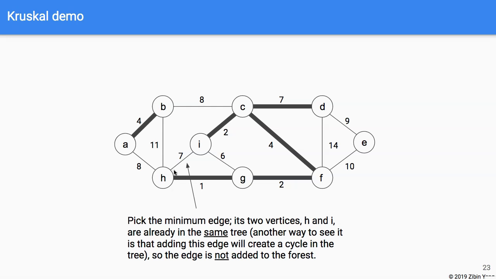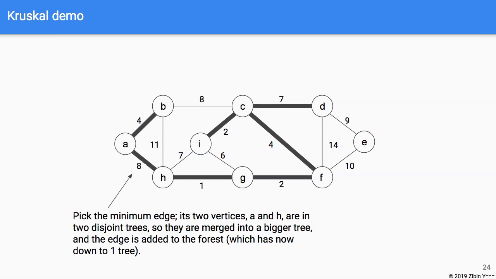So the next edge we're going to look at is another edge with weight 7, but again, this edge would connect H and I, and if we connect H and I, then we'll form a cycle. Or another way to look at it, H and I are already in the same tree, so we don't use this edge in the minimum spanning tree.